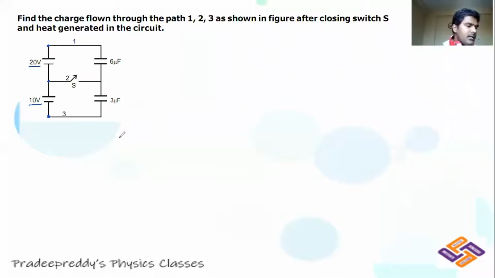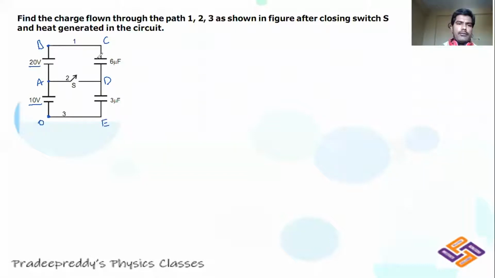Now we have 20 volt and 10 volt. These opposite terminals are being connected over there. Yes, opposite terminals have been connected. Just hold on. So we have one closed path here. Let me name this as O, A, B, C, D and E.